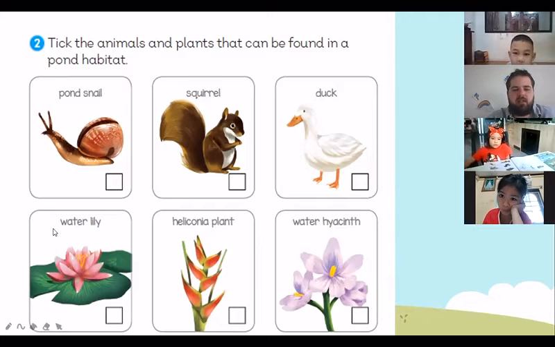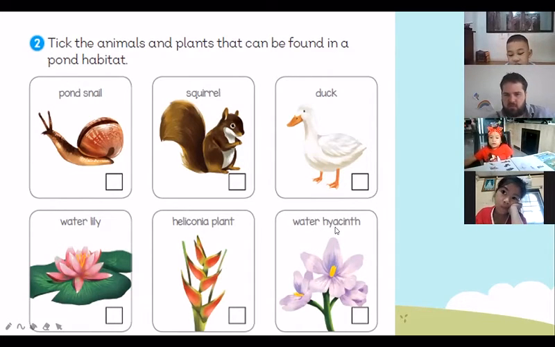Next we have our water lily. Very good. Does the water lily live in the pond? Yes, because it says water. What about our heliconia plant? Heliconia plant does not live in the pond. What about our water... I don't know. It's okay. We'll carry on.